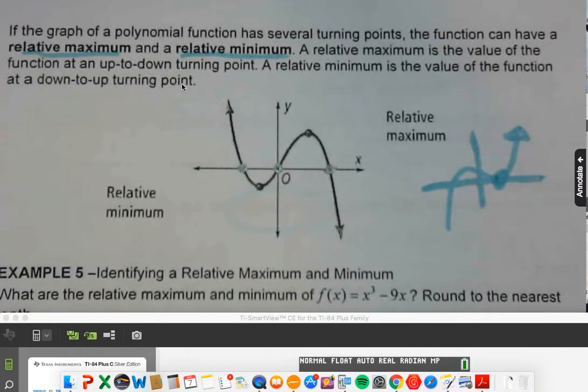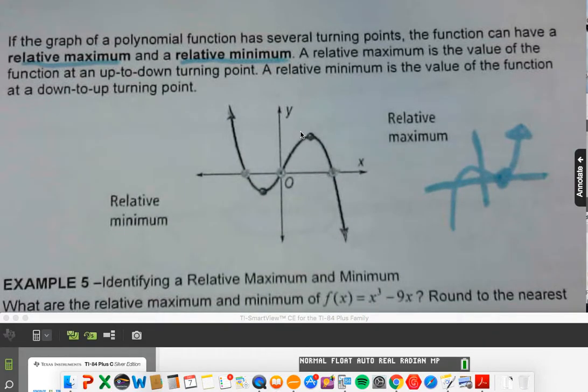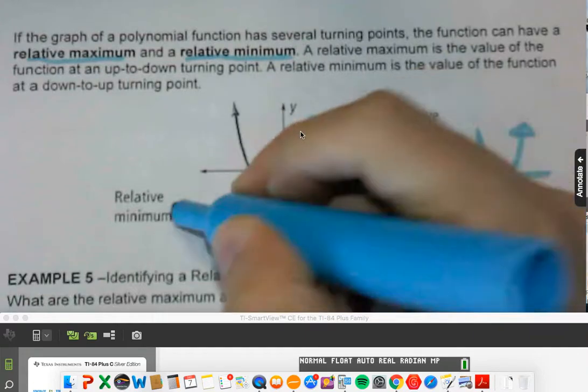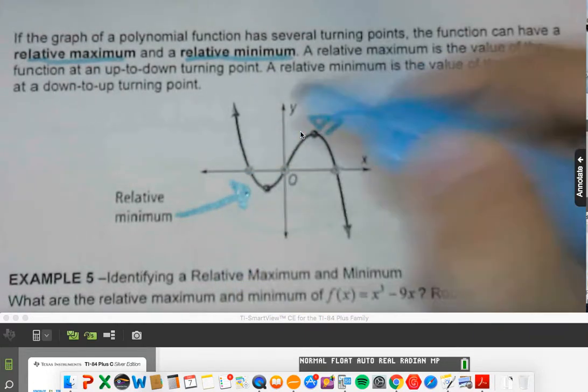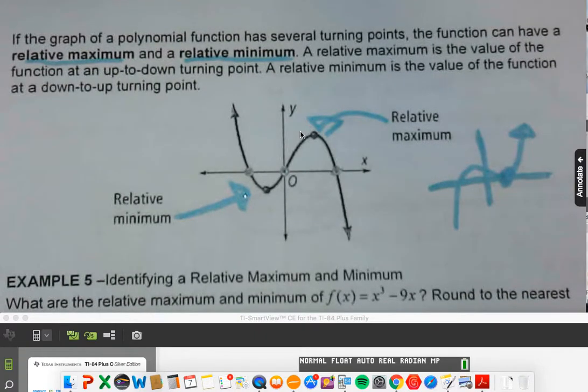Ideally, maximum is the value of the function where there's an up to down turning point. So this point right here would be our relative maximum. Relative minimum is the lowest point from the left to the right from a down to up turning point. So we'll see how these look based off of graphing these out on a calculator.